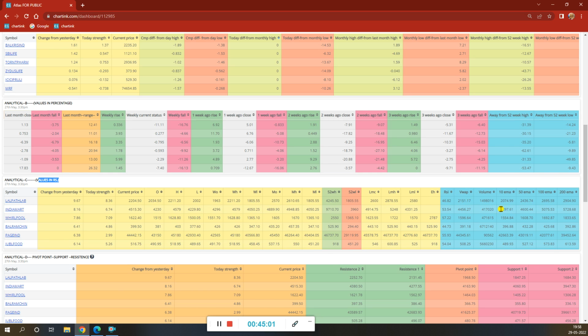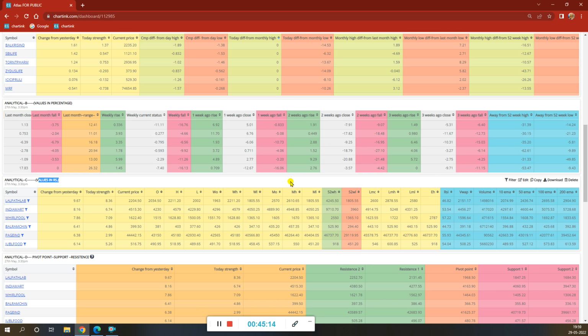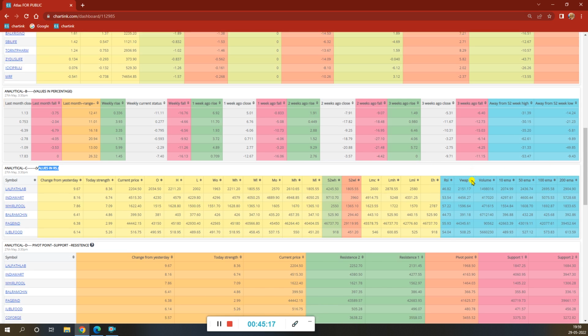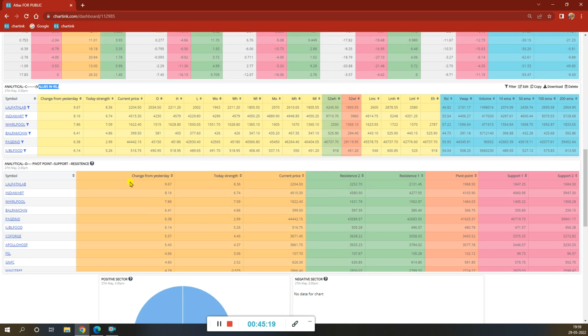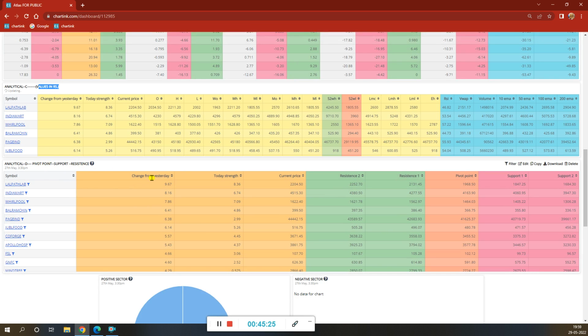a lot of people look at the RSI value, the VWAP value, the volume, 10 EMA, 50 EMA, 100 EMA, 200 EMA. You will not find these things in any of my scanners, so I don't use them, but I have added them for you guys only. Now this one is pivot point, support and resistance, change from yesterday, today's strength, current price.